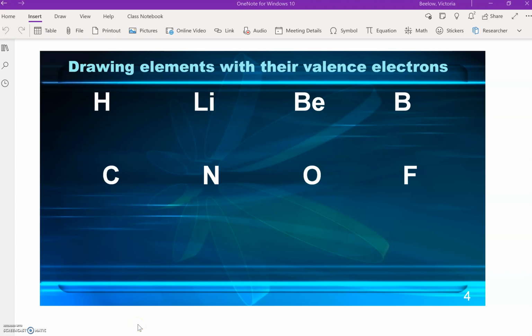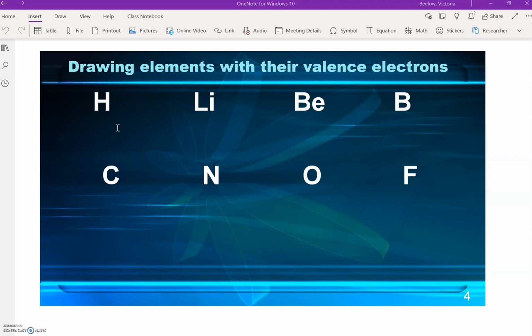Hello, in this video I'm going to be going over how to draw valence electrons correctly around each element. And this of course depends on how many valence electrons that element has. And we have to again make sure that we draw them in the correct order. This is going to help us determine how many lone pairs of electrons that element has.